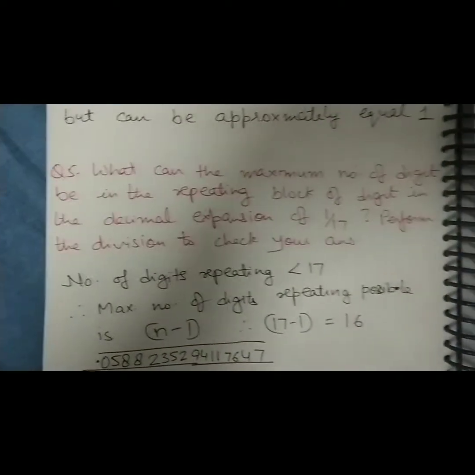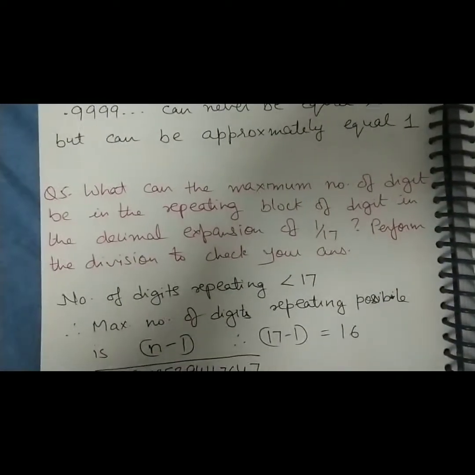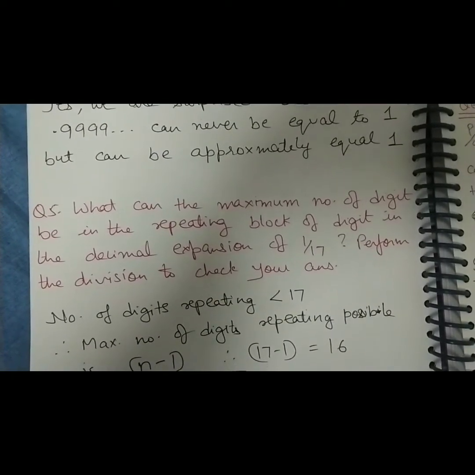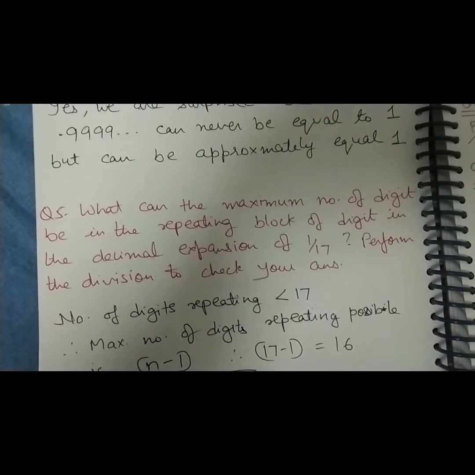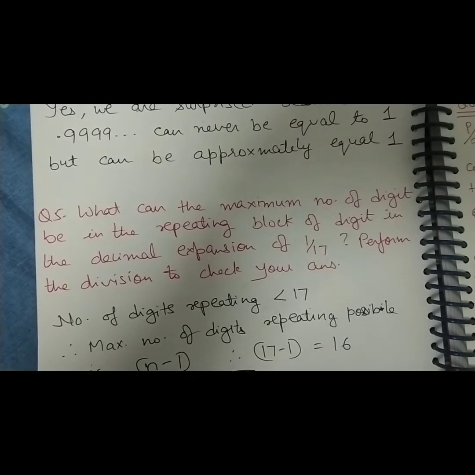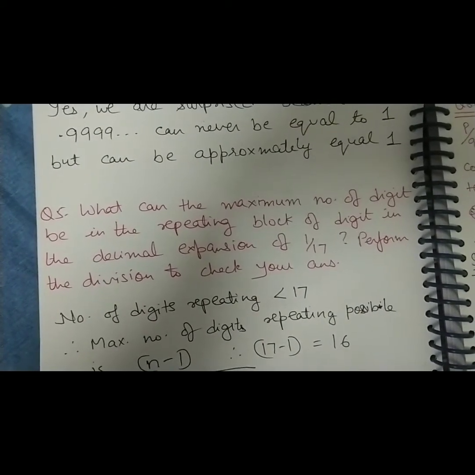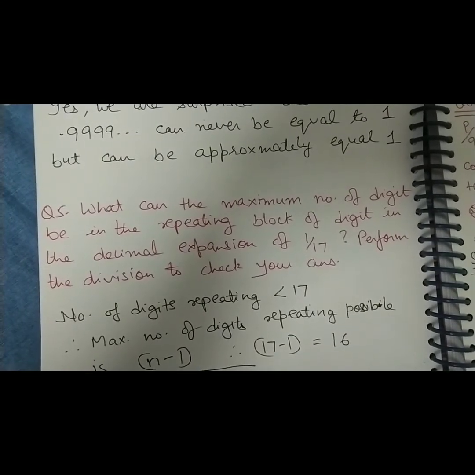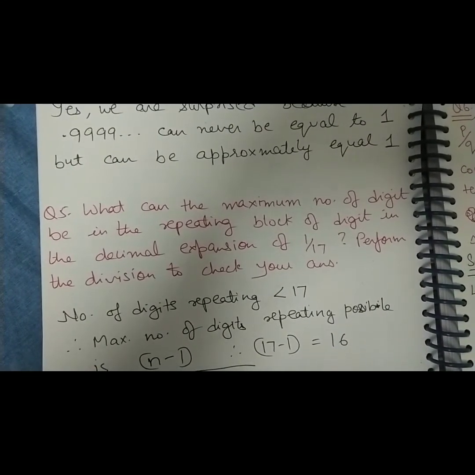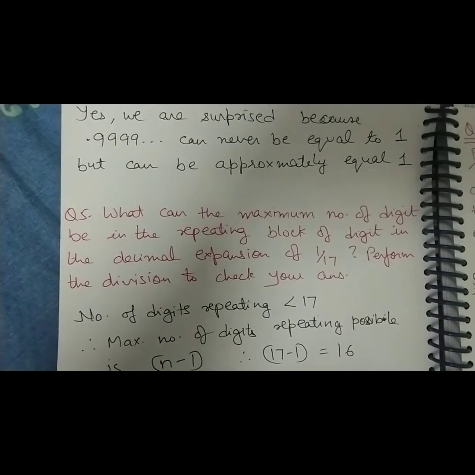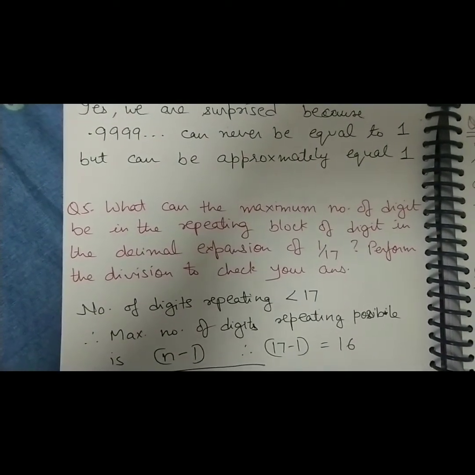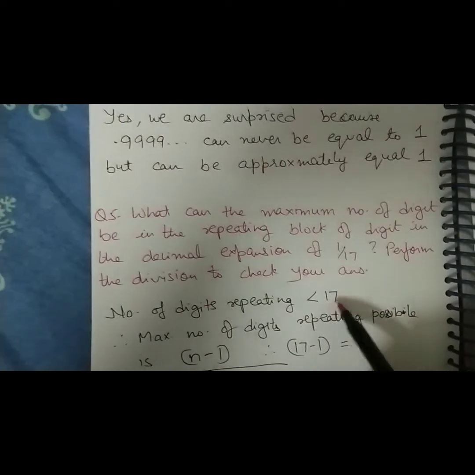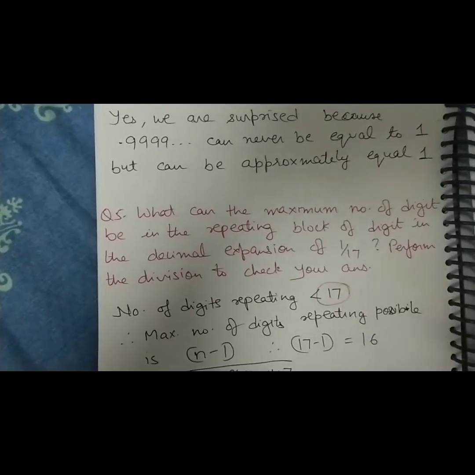Now let's move towards question number 5. It says, what can be the maximum number of digits in the repeating block of digits in the decimal expansion of 1 upon 17? Perform the division to check your answer. As I have already told you, the number of repeating digits will always be less than 17.